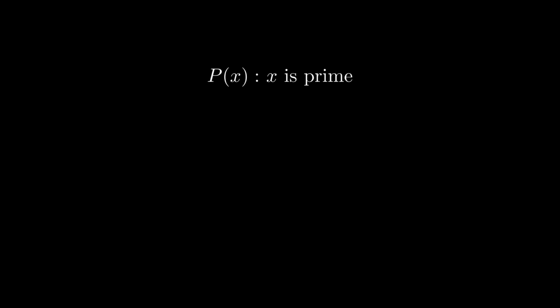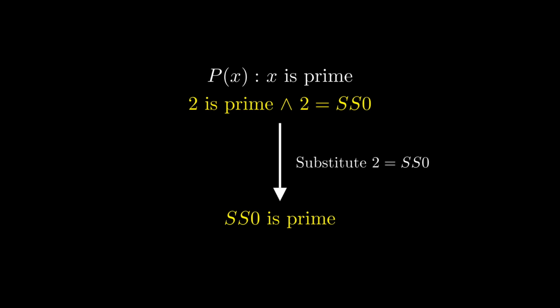Let's say that we have a property that x is prime. Let's assume that 2 is prime and 2 is equal to the successor of 0. Then by making a substitution, we should be able to conclude that the successor of 0 is also prime. But we do not have an axiom that allows us to make substitutions like this. So we must add a new one.